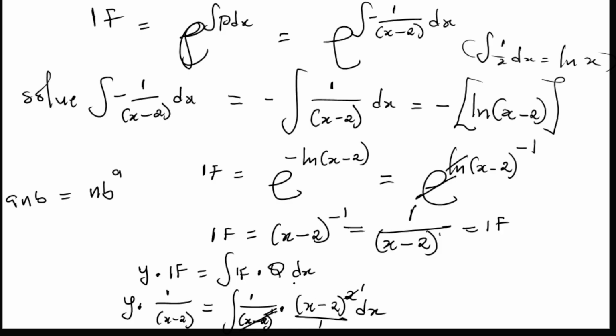So what you simply do is to simplify. Simplifying, you simply have your right hand side of your equation to be integral of x minus 2 dx. So basically, this is what you have on your right hand side of your equation. So if you want to rewrite that in a new page, we'll simply have y multiplied by 1 over x minus 2, and this will be equal to integral of x minus 2 dx. This is our new equation.